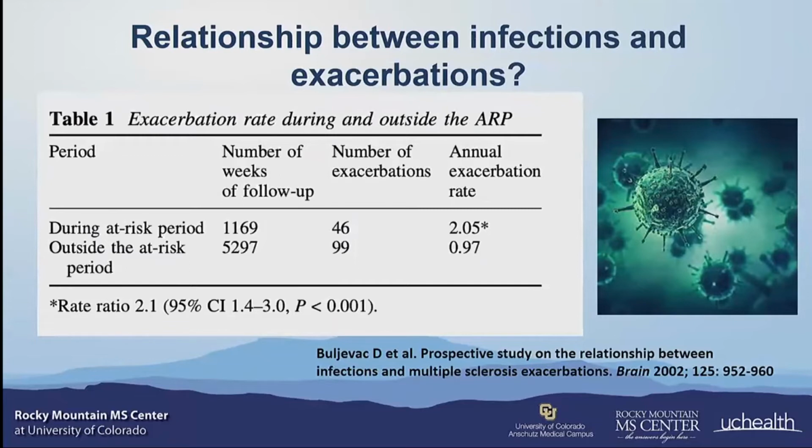Well, I will say that in this particular study, when they looked at MRI activity in this kind of period around infections versus the period not around infections, there was no difference between active MRI activity in those two periods, which to me suggests that perhaps what they're seeing, this increase in exacerbation rate, is actually more pseudo-exacerbation rather than exacerbation, i.e. not new damage to the nervous system, but rather a replay of pre-existing damage.